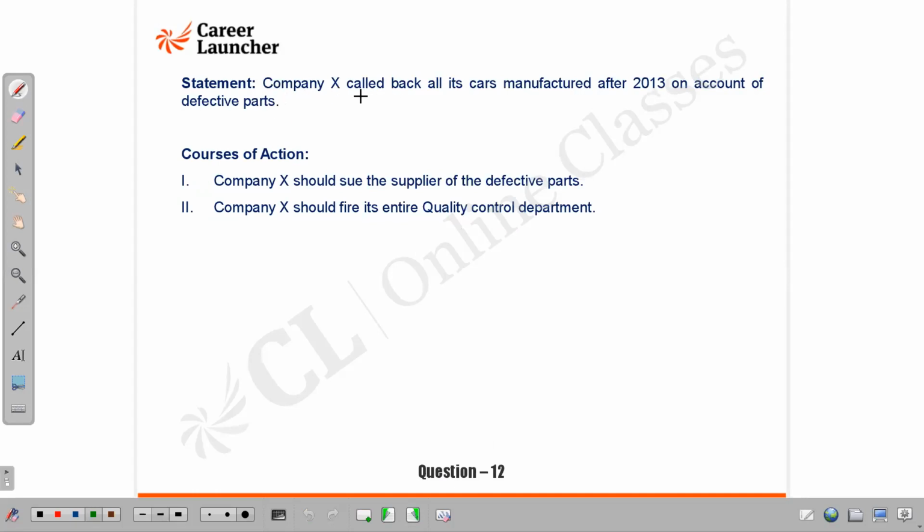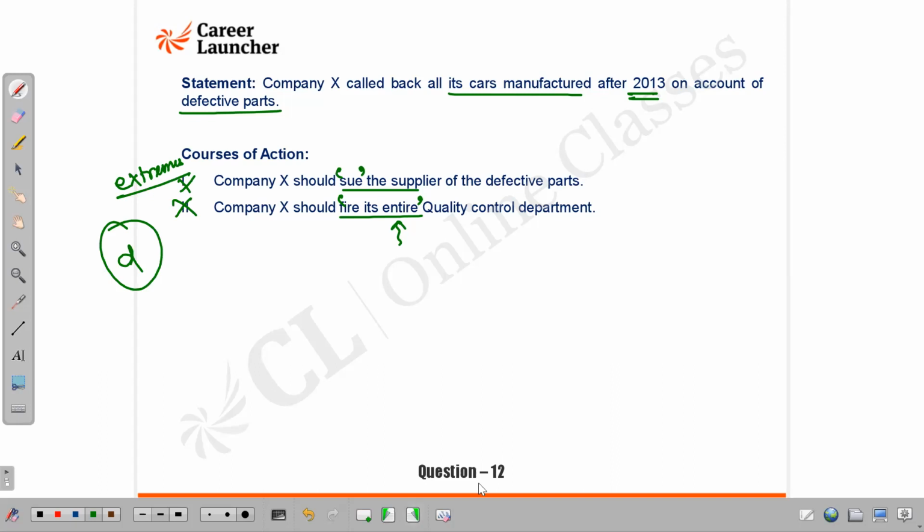12th, Company X called back all its cars manufactured after 2013 on account of a defective part. Company X should sue the supplier. Again, without verifying, you can't sue for the defective parts. So you have to assess whether there was a quality problem from your end or there was something else as a problem. It should fire its entire quality control department. Entire, I think, again, extremes being mentioned here, and therefore none of them make sense for Delhi.